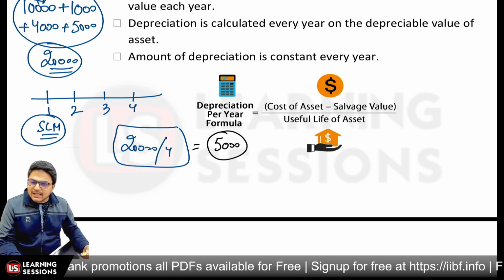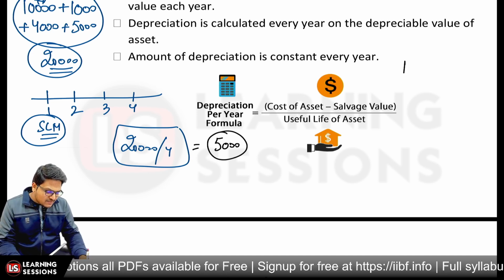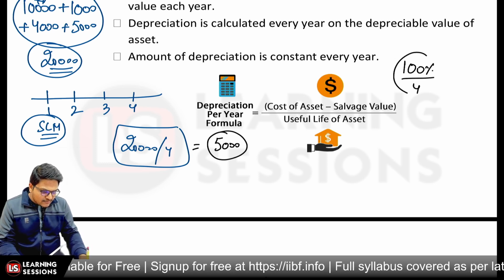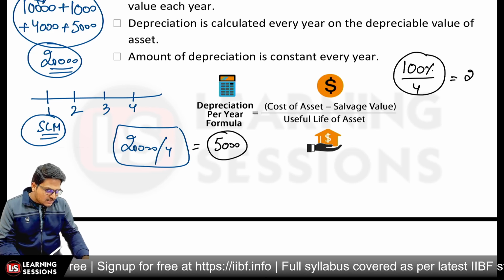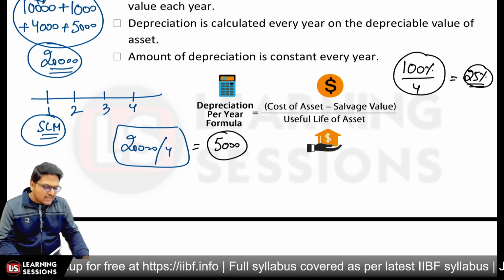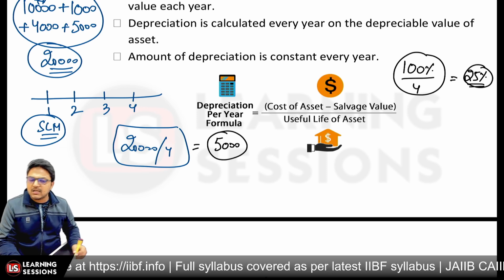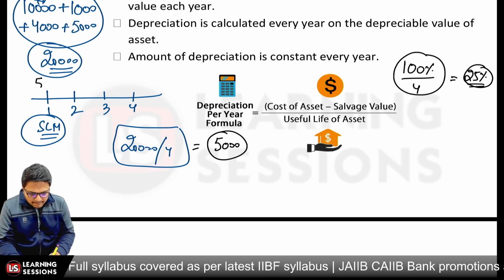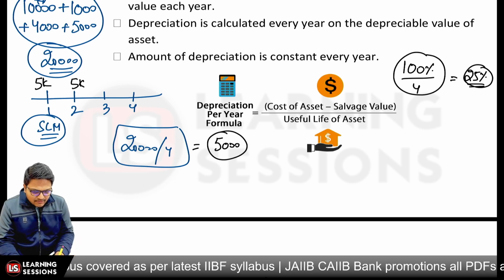Or the other way we can calculate it is by percentage of depreciation charged. 100% is the total, and the total useful life is 4 years. So 25% of the depreciation will be charged each and every year. Now 25% of 20,000 again amounts to 5,000 rupees. So 5,000 rupees of depreciation will be charged for each and every year.